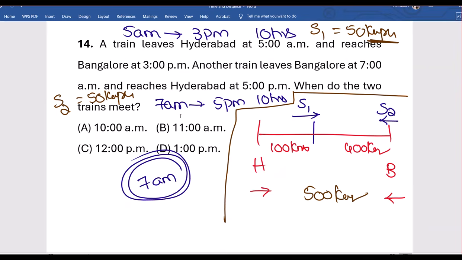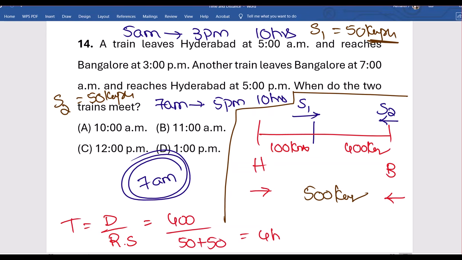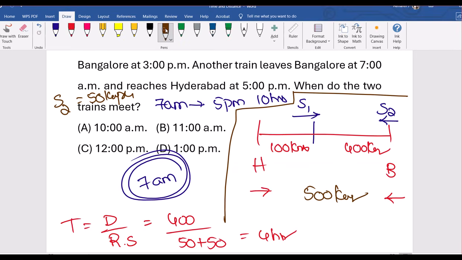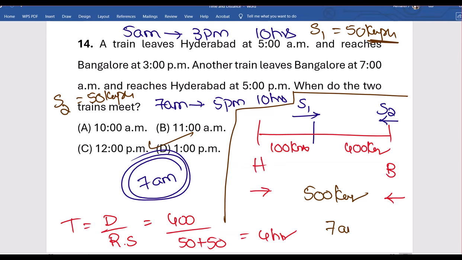Now both the trains are available. Train 1, train 2, both are available. Time taken is distance by relative speed. Why relative speed? Both are moving. 400 divided by 50 plus 50. 4 hours. 7 a.m. plus 4 hours means the answer is 1 p.m. From 7 a.m. you have to take it, because right now the time is 7 a.m. From here 4 hours means, 11, sorry, yeah, 11 a.m. Not 1 p.m. Agreed. 11.